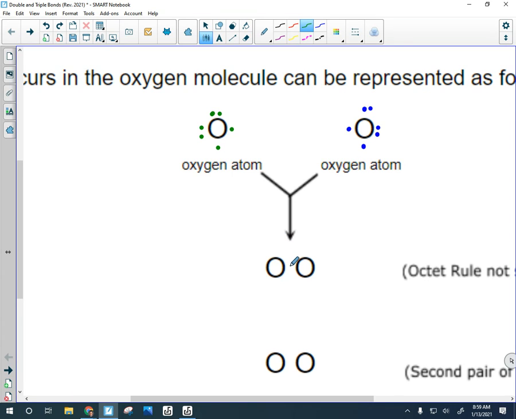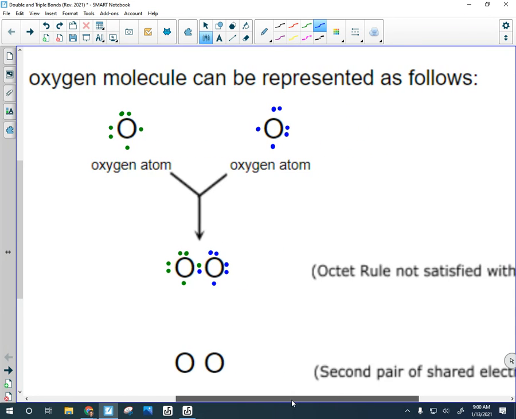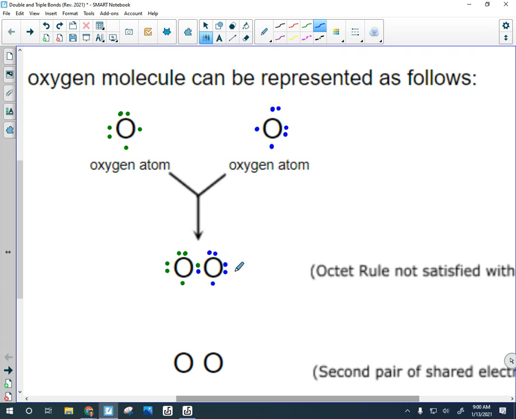So you don't have to color code yours necessarily, but we've got the 6 electrons from the left-hand oxygen, and then we've got the 6 electrons from the other oxygen. And we're going to think about this as a shared pair. So we share electrons with nonmetals to get to an octet. An octet will be a stable situation.